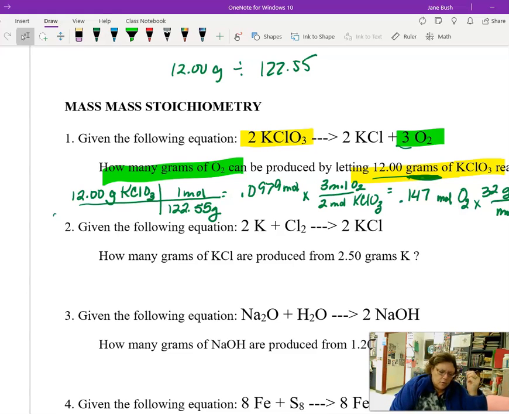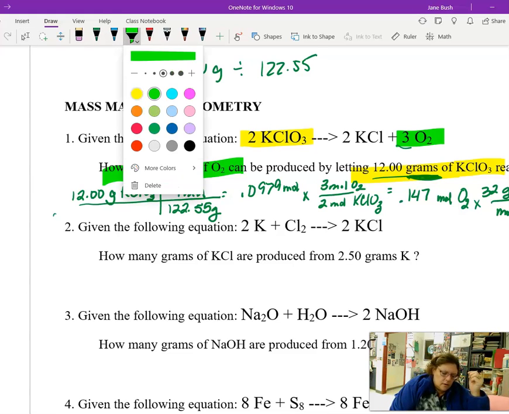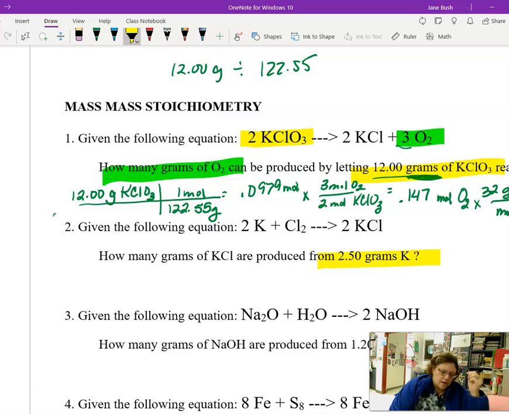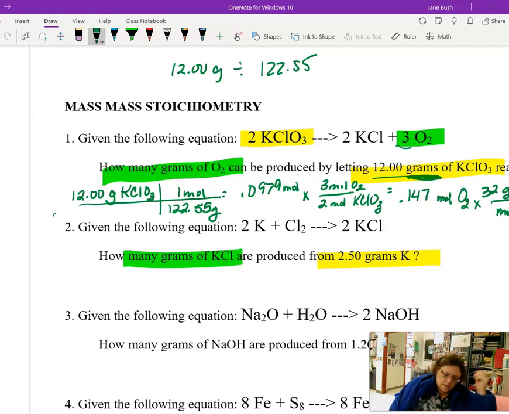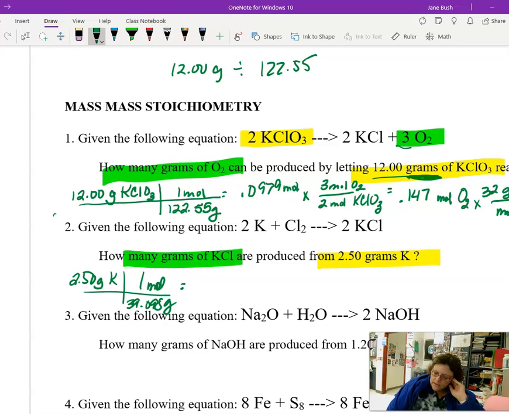We start out with what we know. Our known quantity is 2.5 grams. We're solving for grams of potassium chlorate. So we start with 2.50 grams of potassium, divide by the molar mass of potassium, 39.098 grams in 1 mole, and that gives us 0.06394 moles of potassium. Okay, we're on the bridge.